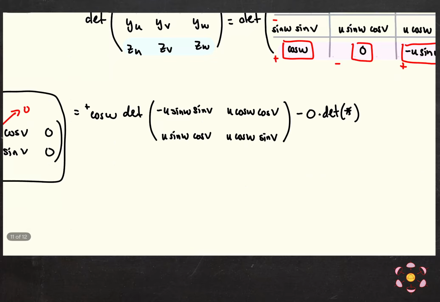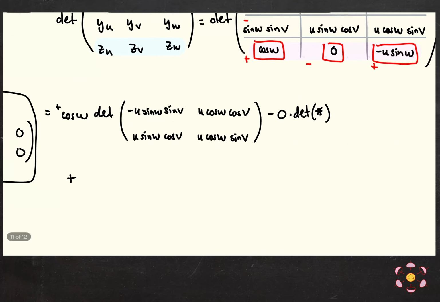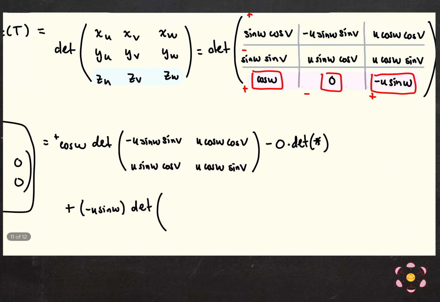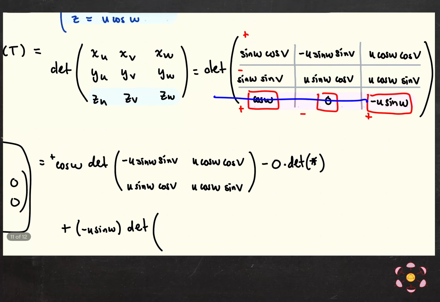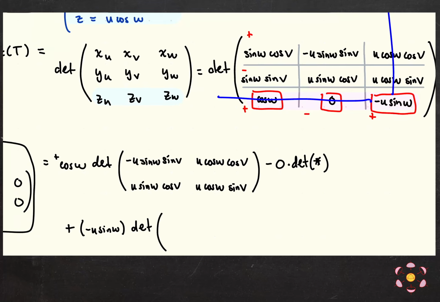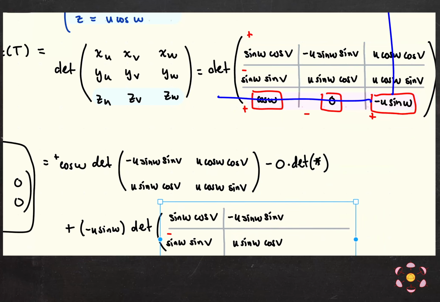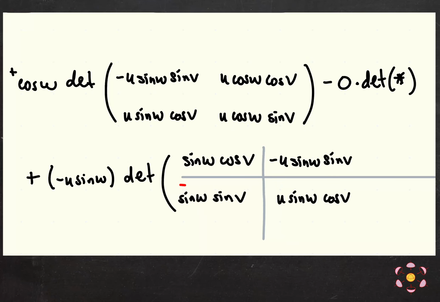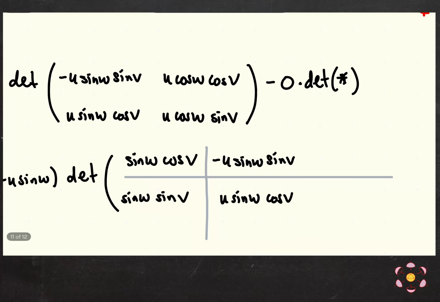Okay, that means we have one more piece to keep track of. So we got plus a negative u sine of w. Okay, and then we've got another 2 by 2 determinant. So this time I will write it. So we're going to cross this out, and I will copy the 2 by 2 matrix that I get, put it over here. Can get rid of this little extra minus sign that isn't there.